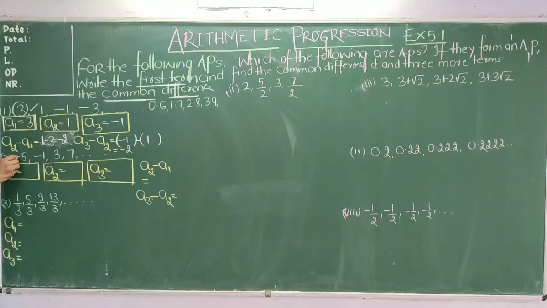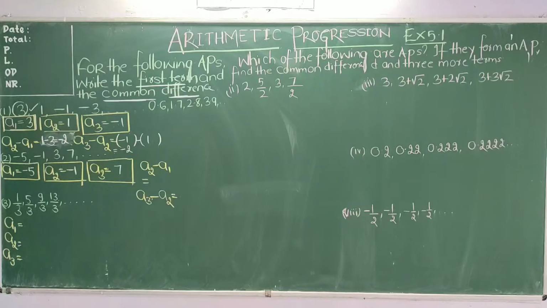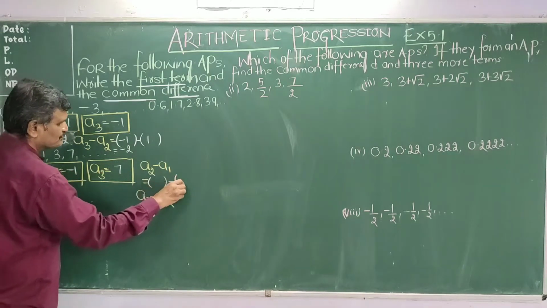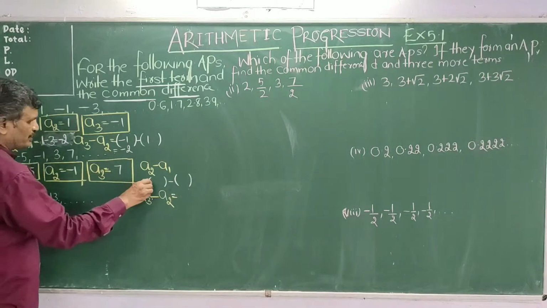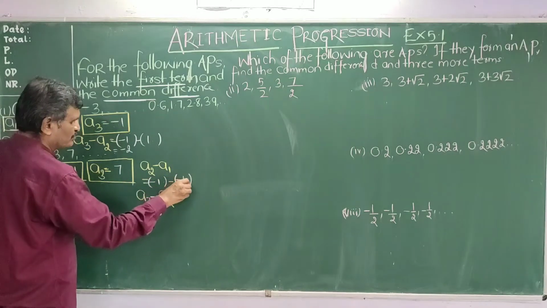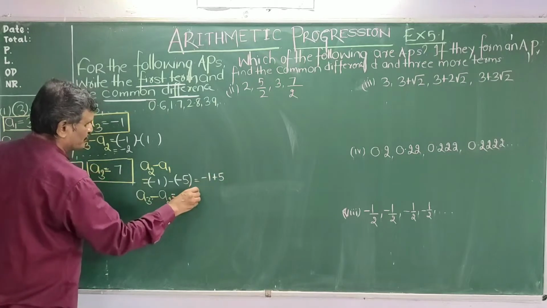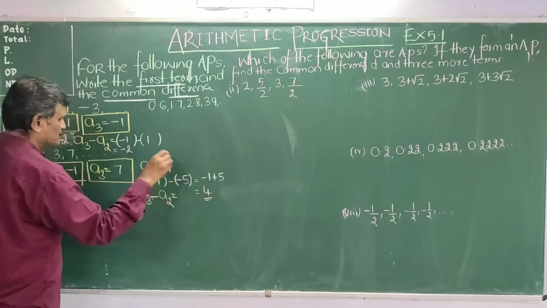The first term of the AP is -5. The second term is -1. The third term is 7. Now what he is asking is, you need to find the common difference. Common difference is second term minus first term. What is the second term here? Second term is -1. What is the first term here? -5. So children, -1 minus of -5 is +4. So the common difference is +4.